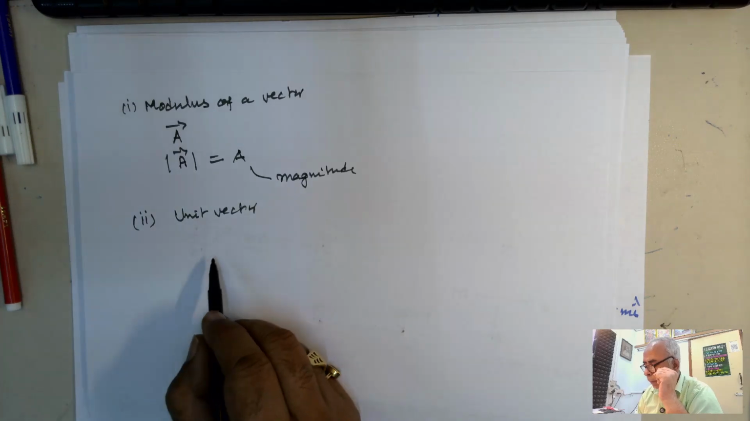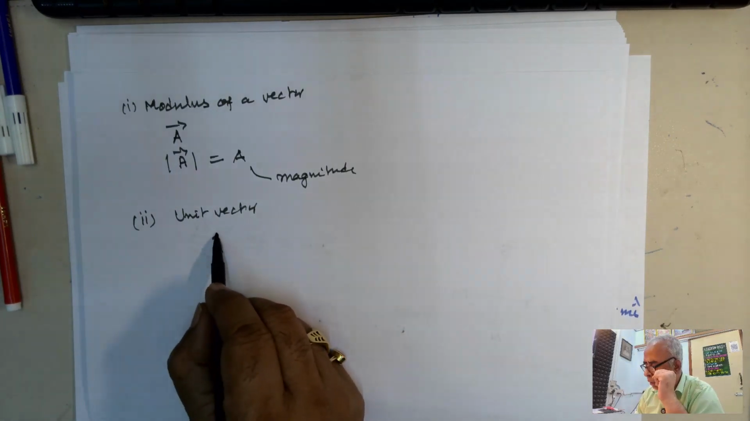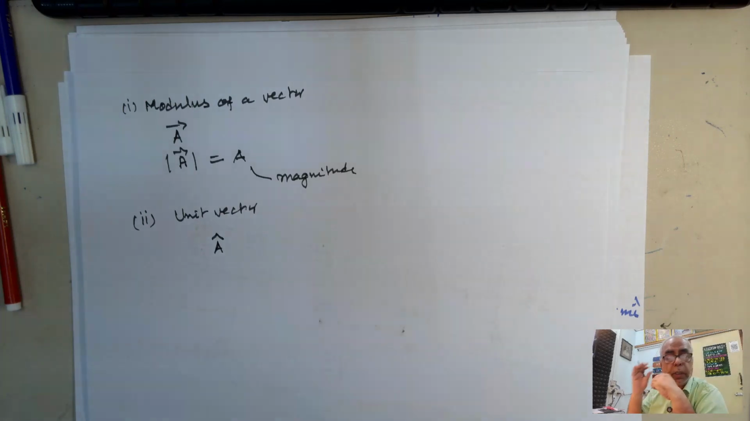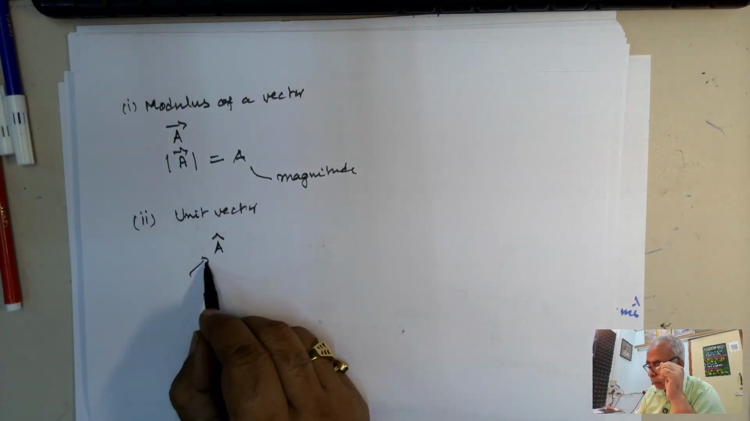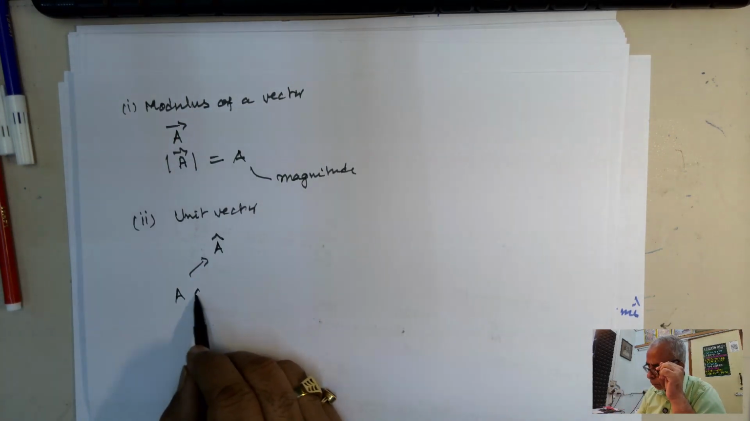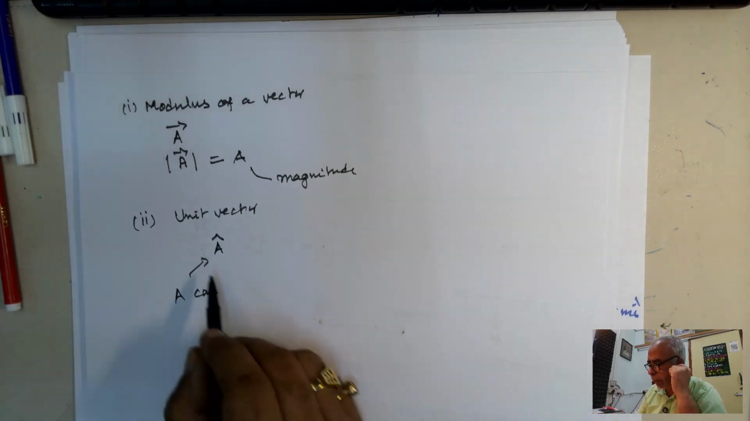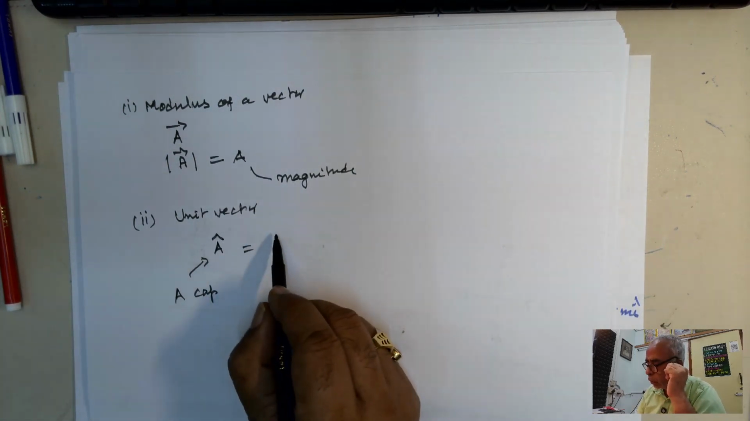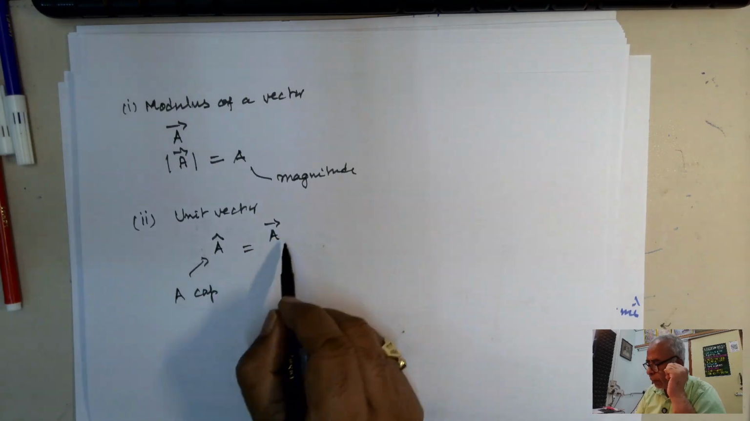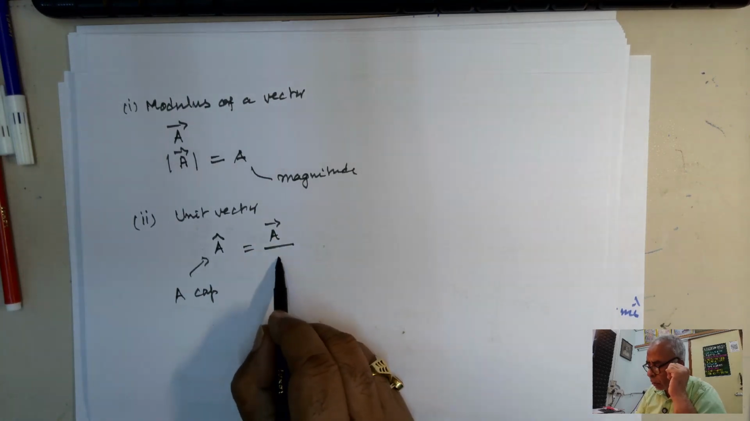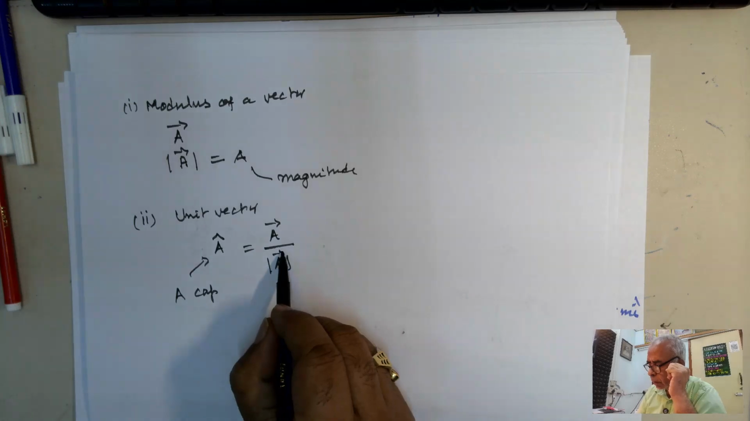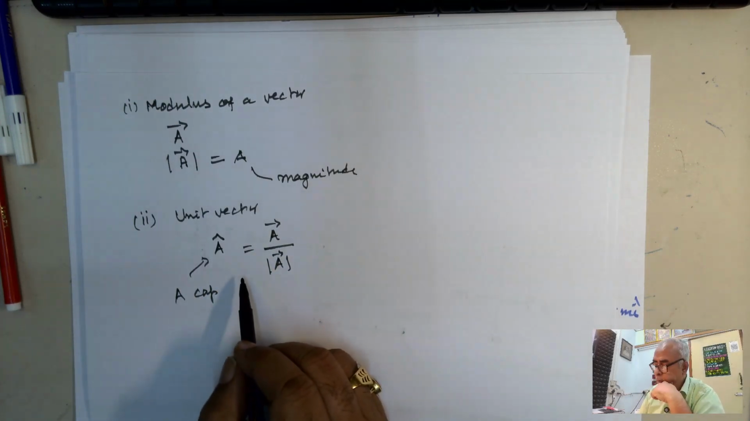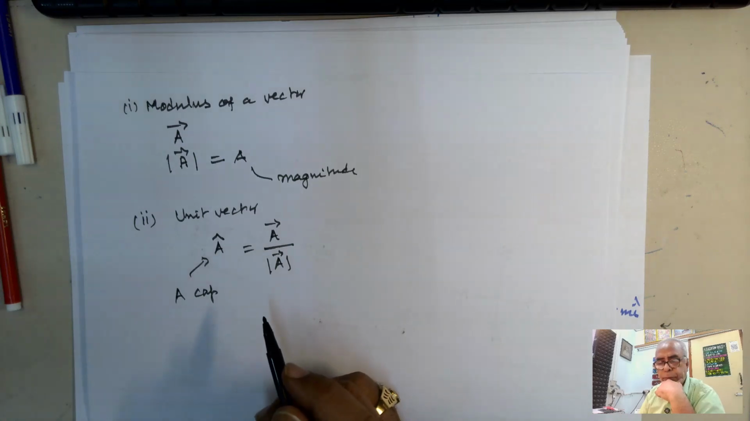How to get the unit vector? The unit vector is always represented by a cap. So this is called A cap. Okay, take down A cap. It should be pronounced as A cap, which means unit vector. You are able to get the unit vector when you divide the vector by its modulus. Are you able to understand this? So this is called unit vector, that is A cap. Okay.